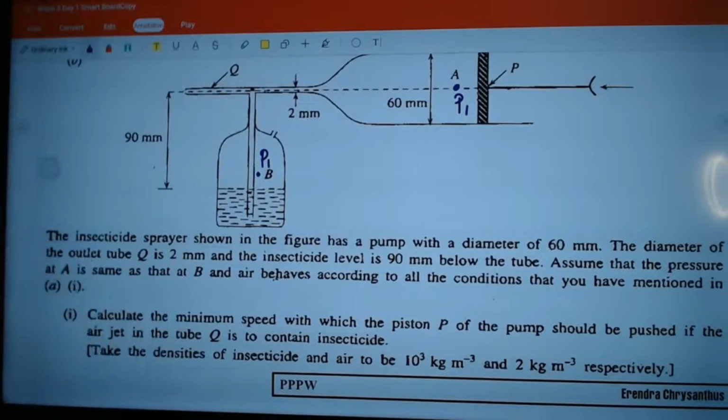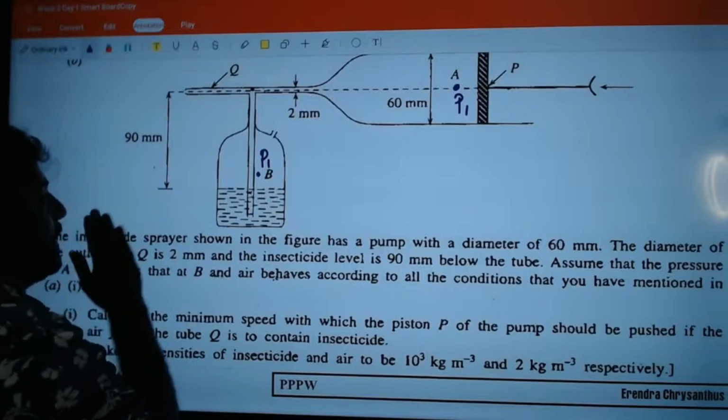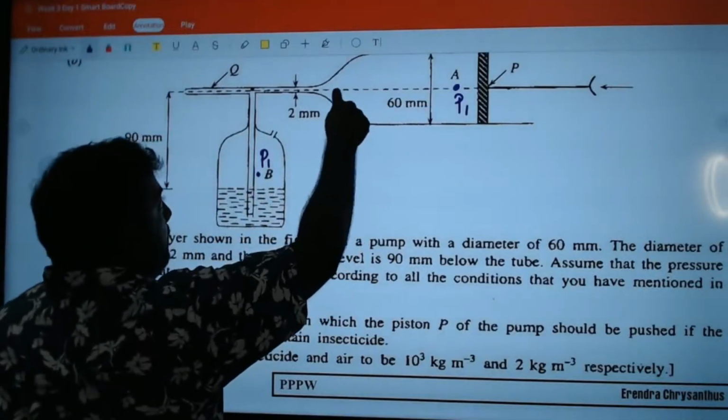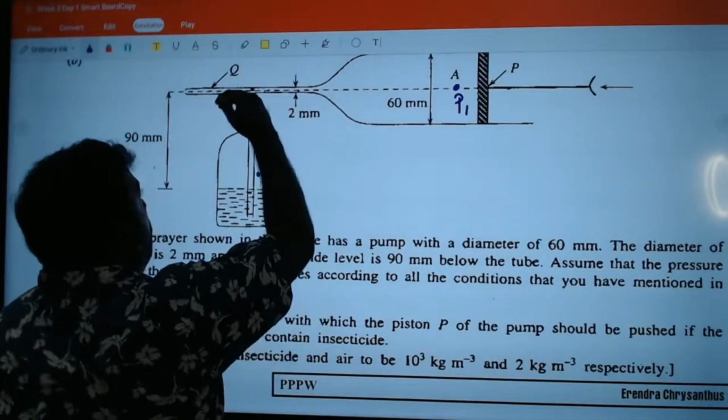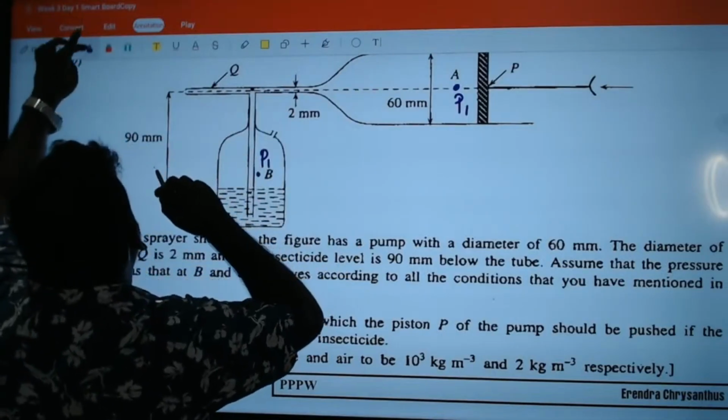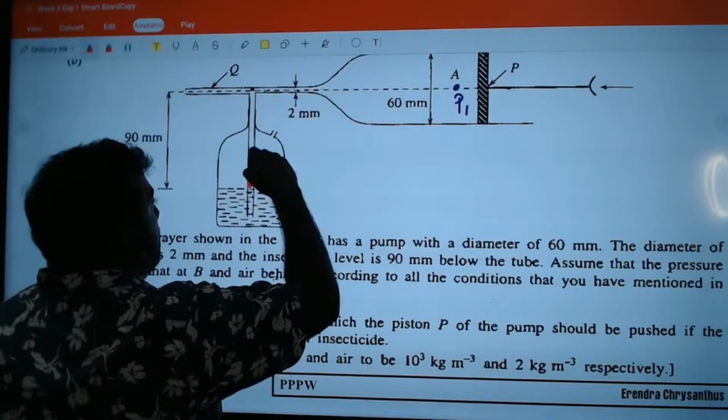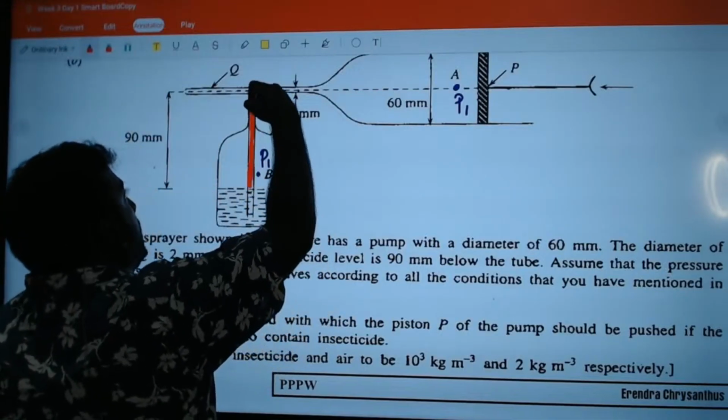And the air behaves according to all the conditions you mentioned above. Calculate the minimum speed at which piston P should be pushed if the air jet is to contain insecticide. Remember this: air is coming from here to here, which creates a pressure difference, and the liquid will rise up.